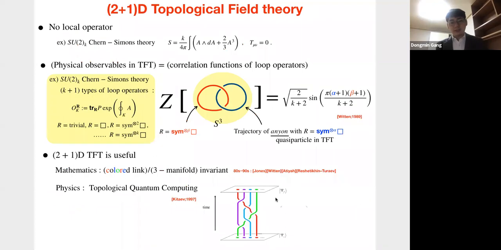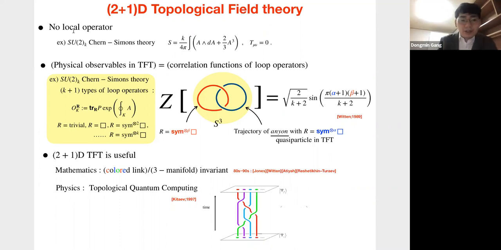So let me briefly review the general aspects of 2+1 dimensional topological field theories. This theory will appear in the IR limit of the gapped phases, and we want to study some physical observables of this theory. To understand the physical observables, we should first explain what the basic physical observables are in topological field theories.